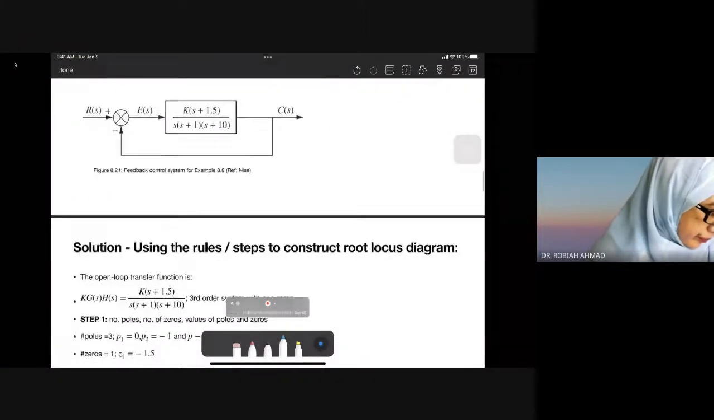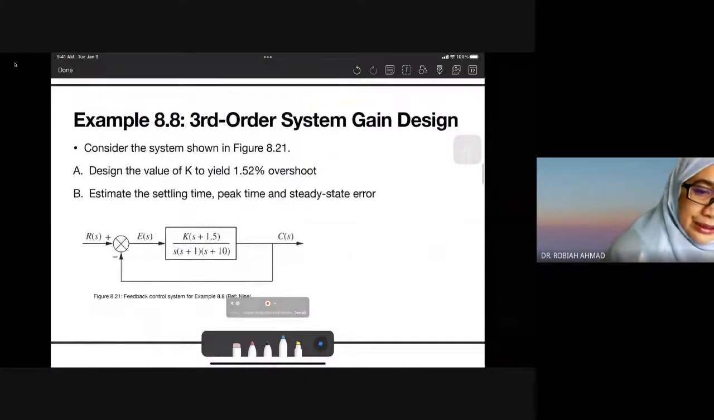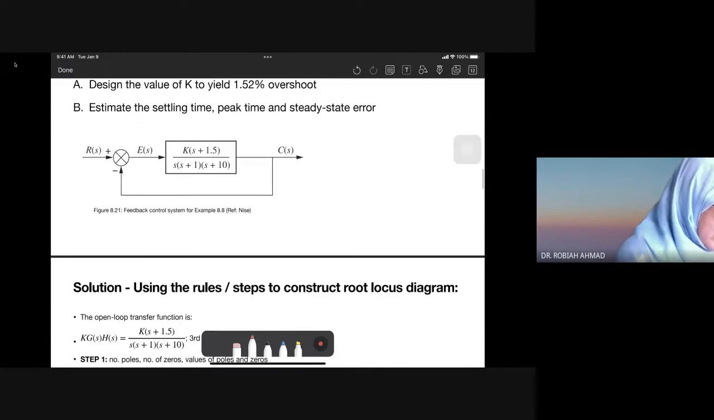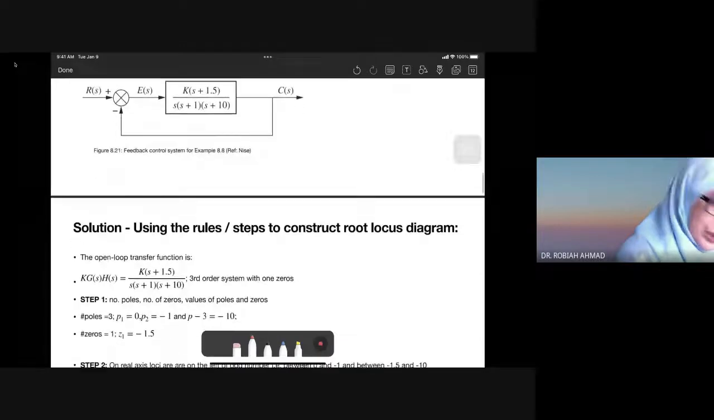Okay, so let us start. Have you tried to sketch the root locus for this example, class, using all the 9 steps or all the 9 rules of root locus? Okay, let us try to do that.